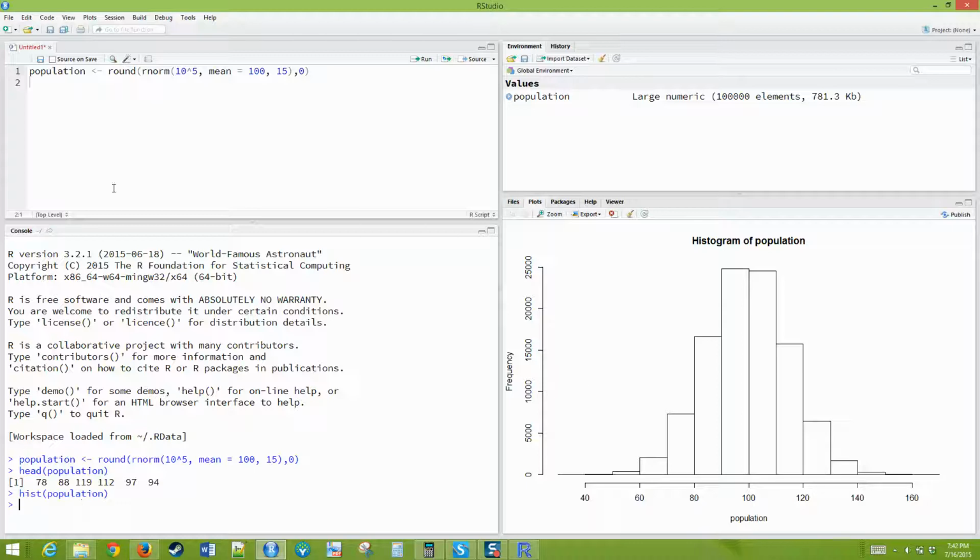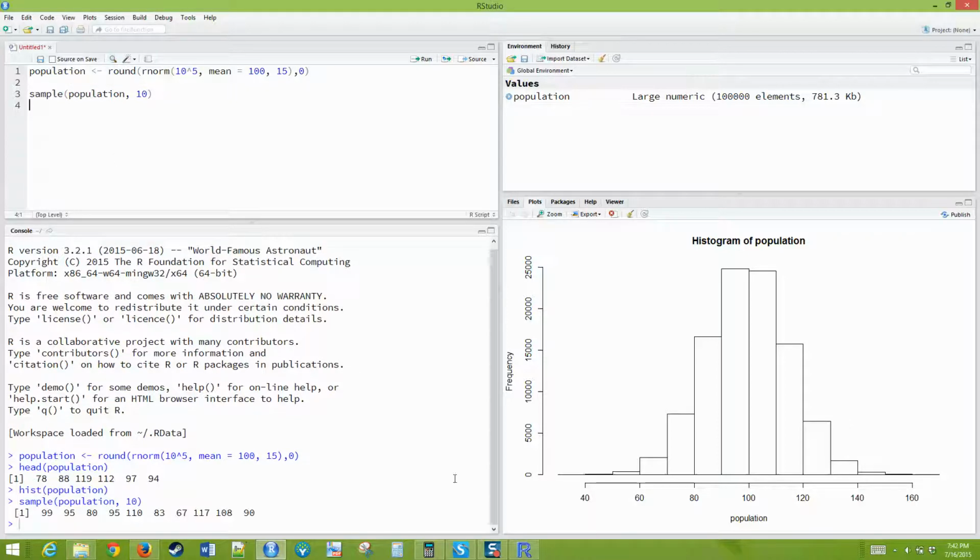And so I'm going to now use this function called sample, and I'm going to sample from the population, and I'm going to take a sample of size 10. If I do that, all it has done is gone to the population and randomly selected 10 people out of the population. And I can do this again.